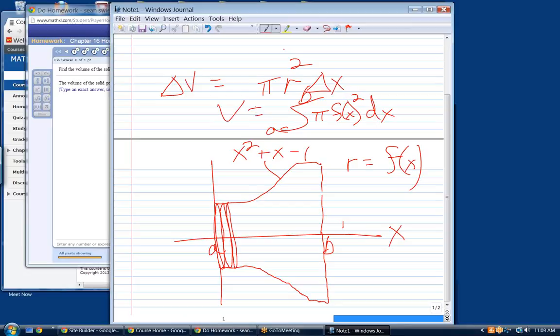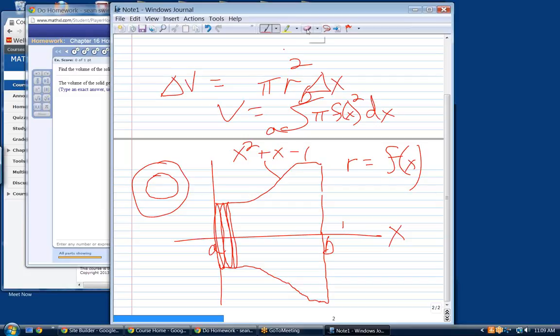Now, not all volumes of revolution can be split up into disks. Sometimes you have a hole and you need to use washers. And washers look just like disks, only from the outside they have a hole in it of some radius. So when we use washers, the area is the pi r squared of the outside minus pi r squared of the inside. So washers are different altogether in terms of the formula.